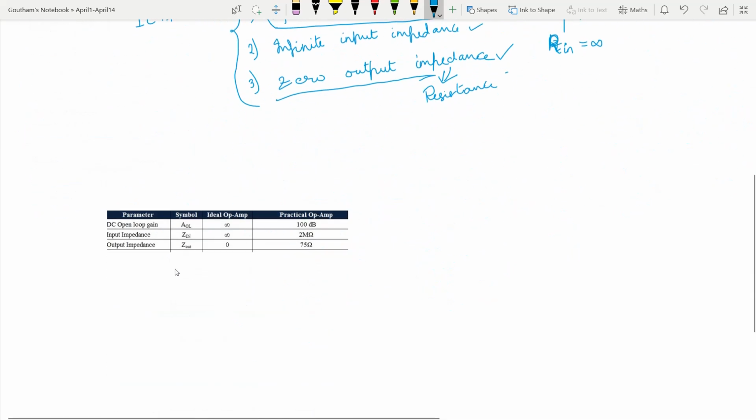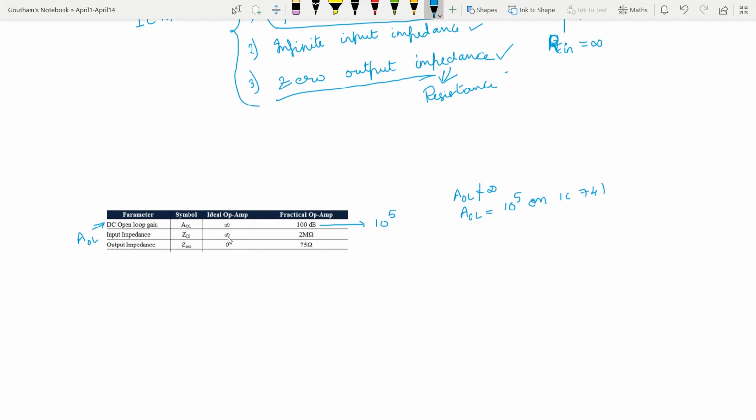This is the table that gives you the comparison. Here I am talking about the DC open loop gain, that is AOL. The ideal op amp has infinity, but these are the figures of the IC741. 100 dB is nothing but 10 power 5. Although we cannot achieve AOL as infinity, the practical value that we have to live with is AOL of 10 power 5 on the IC741. 10 power 5 is 1 lakh, which is still very high.